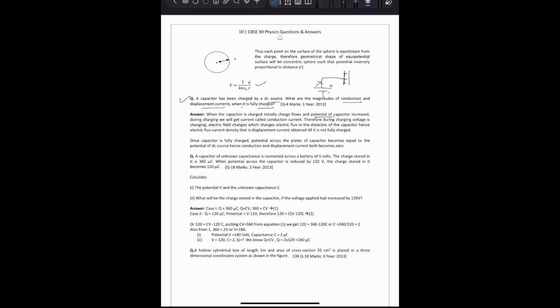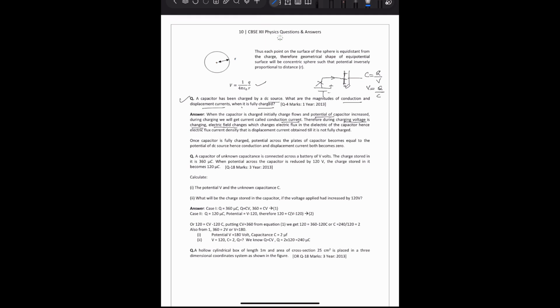So during charging we will get a current called the conduction current. While it was in charging mode, we will get a current. This current is called conduction current. Therefore, during the charging, the voltage is changing, because capacitance is equal to Q by V, so V, the potential, is equal to Q by C. As the potential increases, the capacitor's charge will increase, correct? So during charging, voltage will increase.